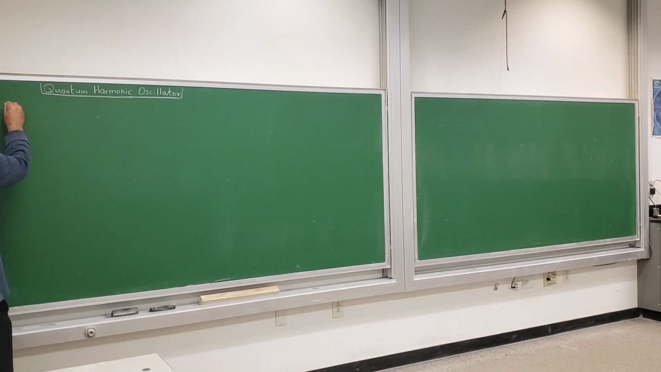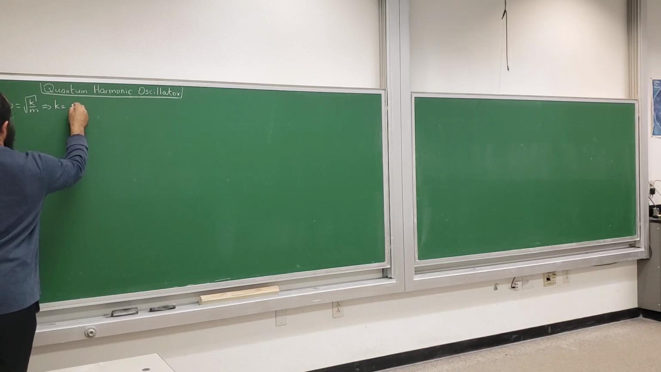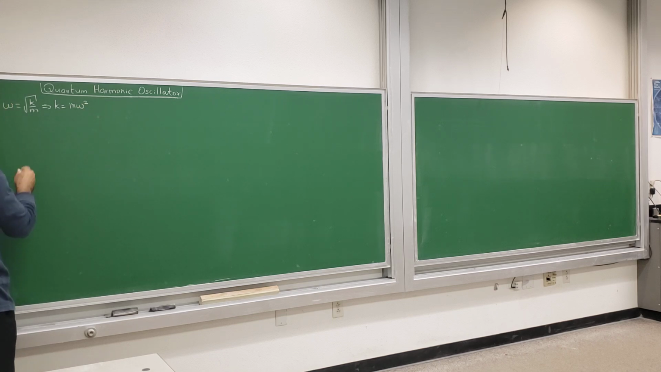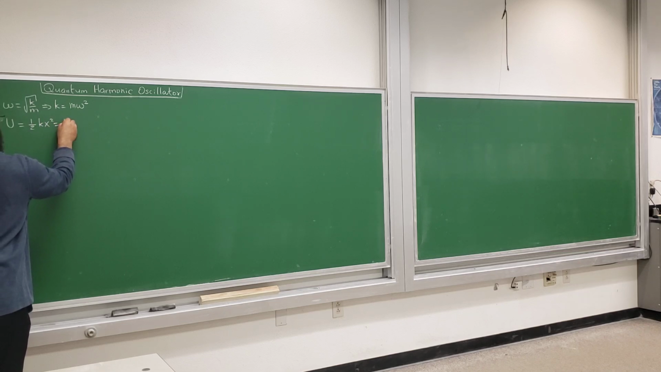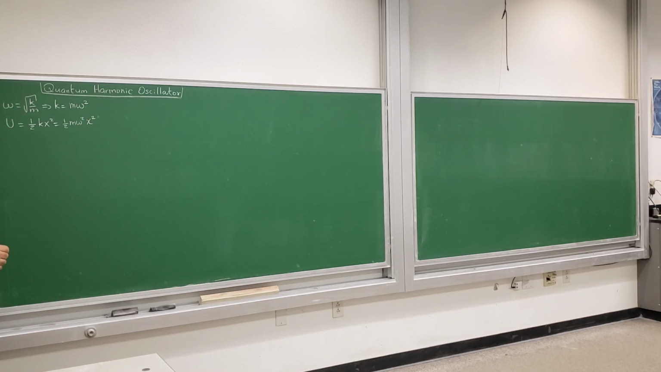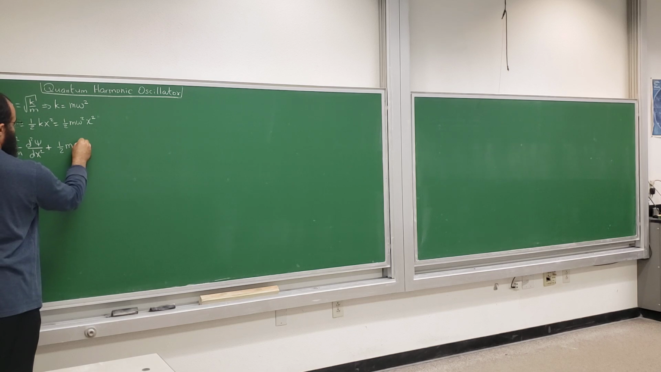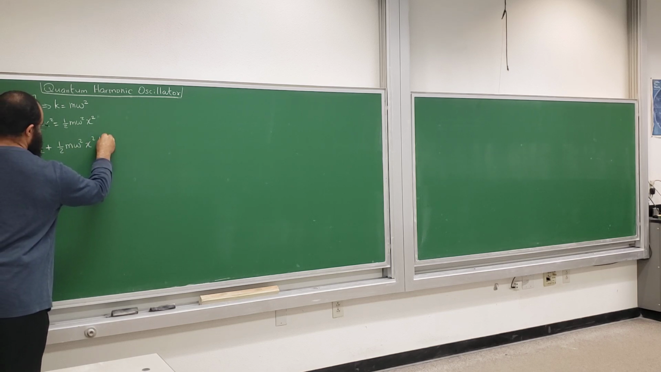So the potential for the harmonic oscillator, you remember omega is the square root of k over m. And so k will equal m times omega squared. The potential for a simple harmonic oscillator is 1/2 kx squared, and that's 1/2 m omega squared times x squared. And we're going to place this right into the Schrodinger equation, which says minus h bar squared over 2m, second derivative with respect to x, psi, plus U times psi, but here is U. U times psi, that's 1/2 m omega squared x squared times psi.